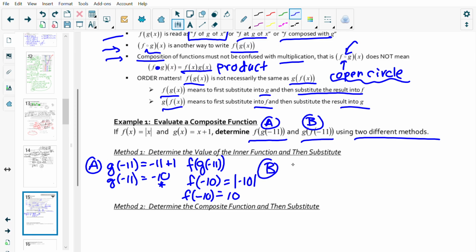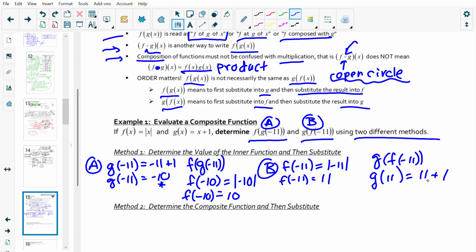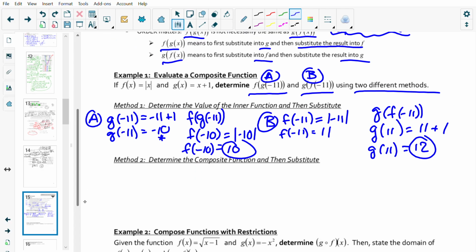Part B, I need to find the inner function first, f of negative 11, and that equals absolute value of negative 11. So f of negative 11 equals 11. So g of f of negative 11, I'm going to substitute in 11, g of 11, and that equals 11 plus 1. So g of 11 equals 12. Okay, let's remember those numbers because we'll use them in part B.